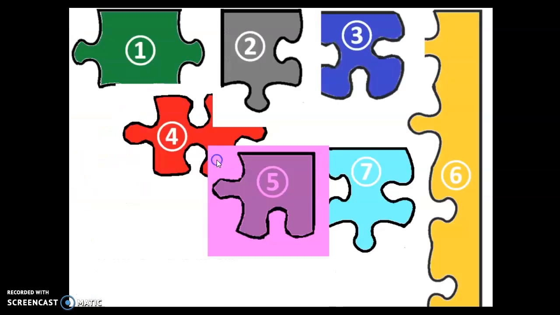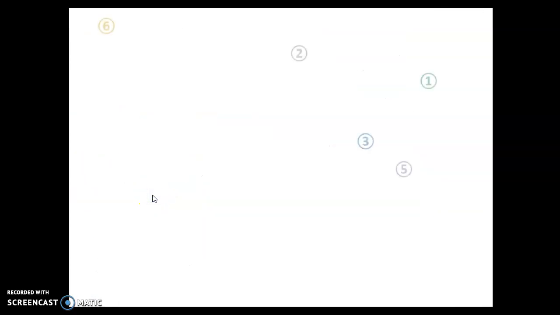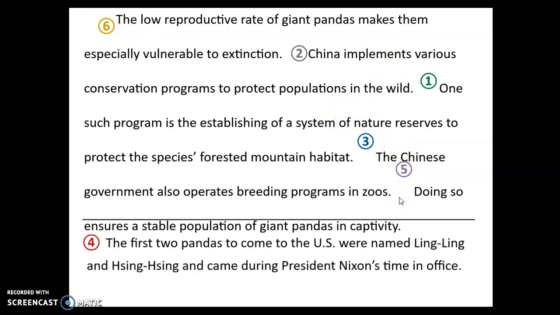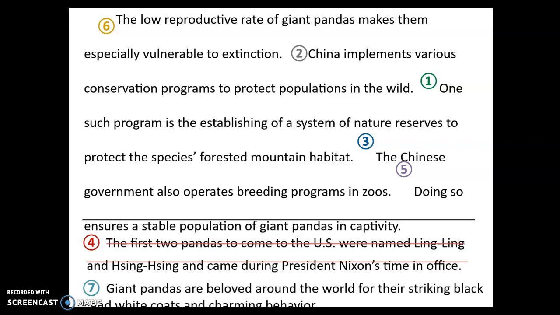All right, are you ready to see which ones get organized where? So 6, 2, 1, 3, 5. Sentence 4 doesn't fit. We need to get rid of it. What about sentence 7? Nope. It doesn't have anything to do with the reproductive rate. So we're getting rid of 4 and 7. So our paragraph should be 6, 2, 1, 3, 5. How'd you do?